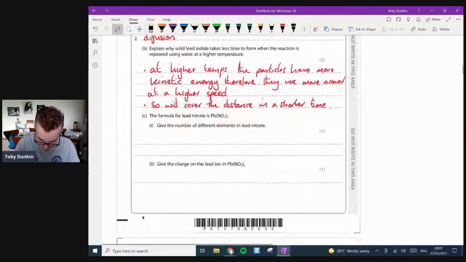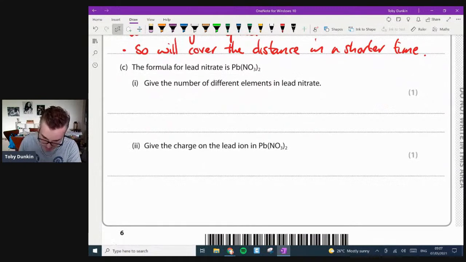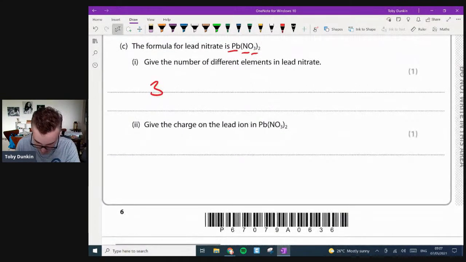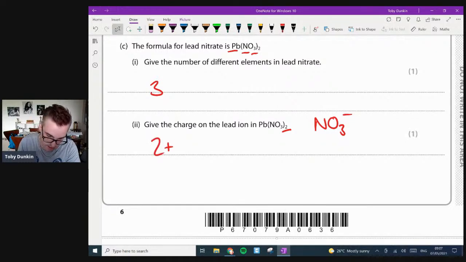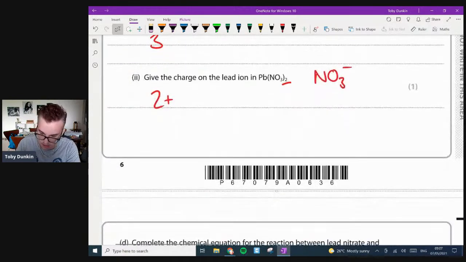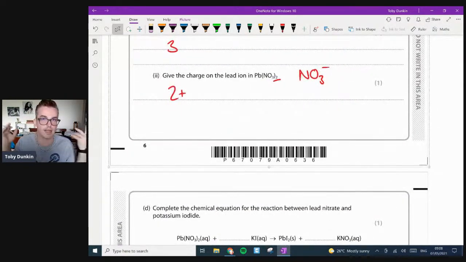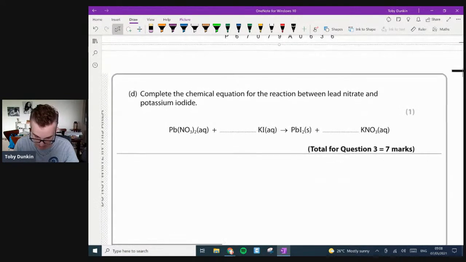Next, move on. Give the number of different elements in lead nitrate. Okay, so we've got lead, nitrogen, oxygen. So there are 3. Give the charge on the lead ion. So a nitrate ion is NO3 minus. You just have to know that, year 11s, just got to know it. What that means is there's 2 of them, which means lead must be Pb2+. It just says give the charge, so it's going to be +2. Now you can write it as 2+ or +2, makes no difference, whichever one you prefer. I tend to alternate. Don't tend to be consistent at all on that one.